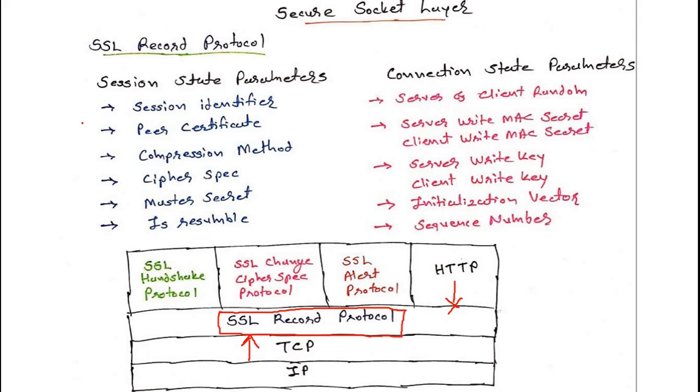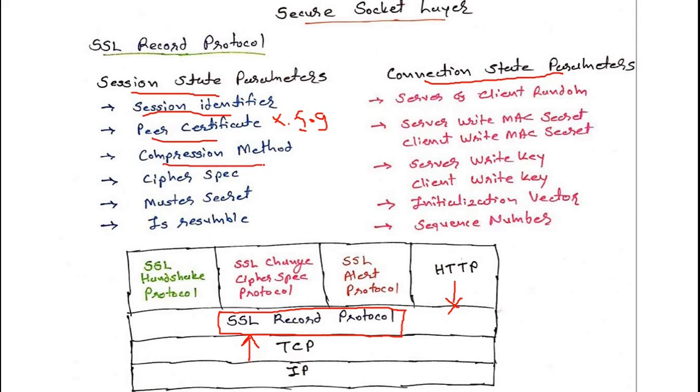To discuss this protocol, as we have discussed, it works with session and connection. So these are the session state parameters and these are the connection state parameters. Let's see, first there is a session identifier. The session identifier is an arbitrary byte sequence chosen by the server to identify an active or resumable session state. The next one is the peer certificate. It is a type of X.509 certificate. We have already discussed earlier the usefulness of X.509 certificates.